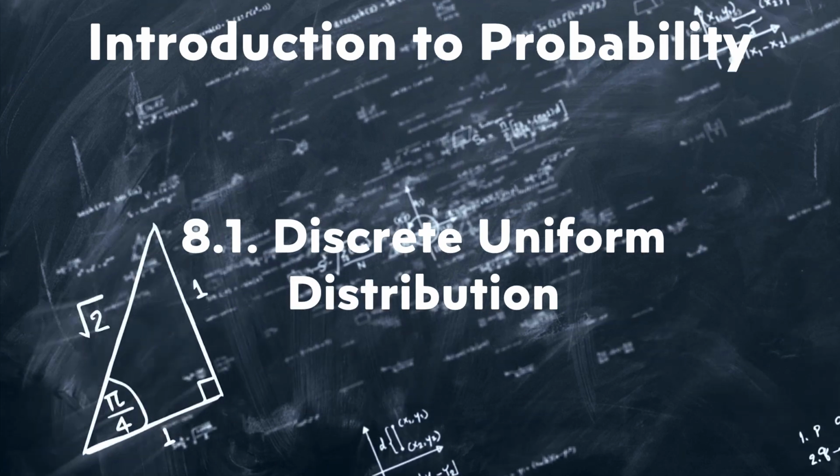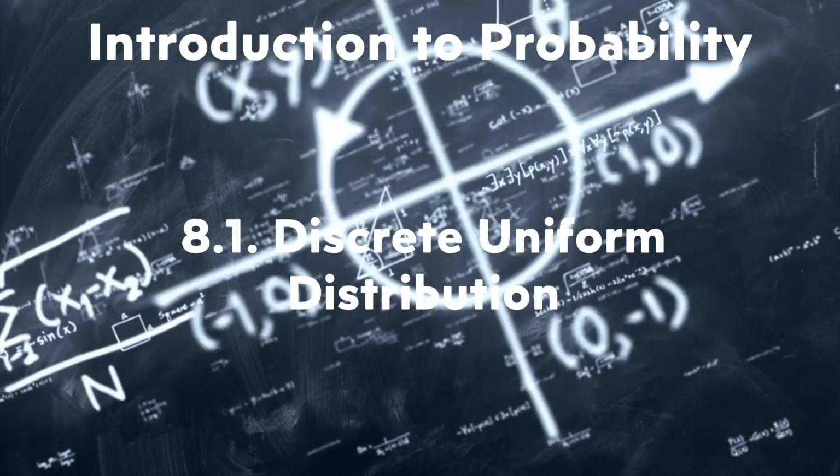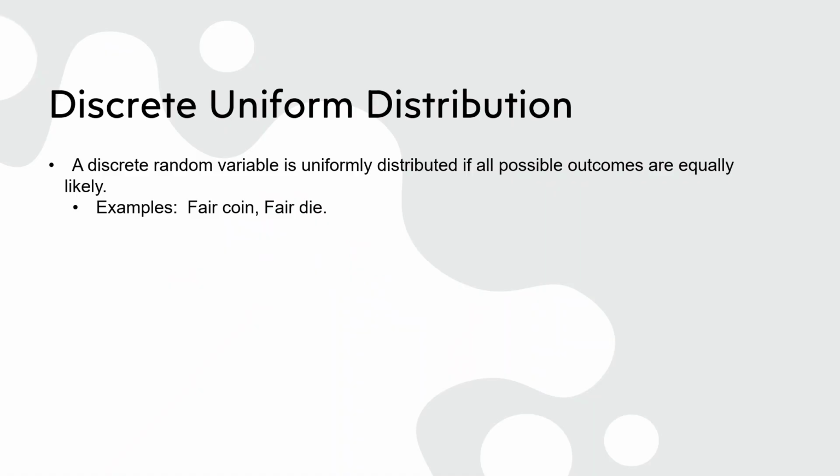Let's jump right into the topic of discrete uniform distribution. A discrete random variable is said to be uniformly distributed when all possible outcomes are equally likely. This means each outcome has the same probability of occurring. As for examples, we can look into a fair coin or a fair die.